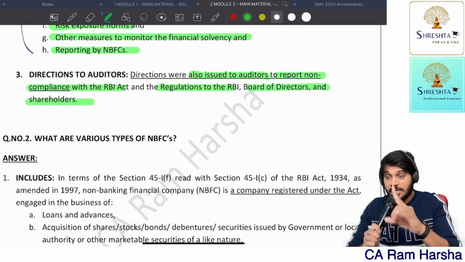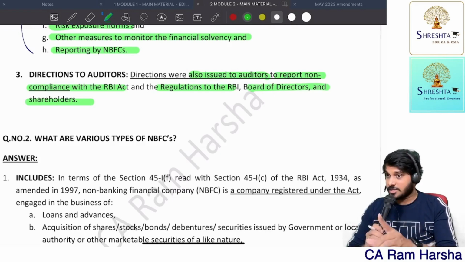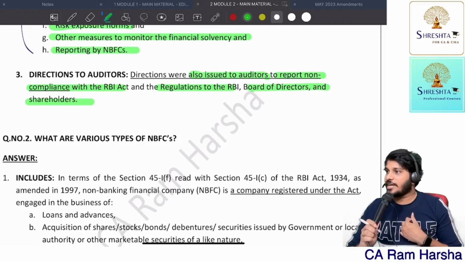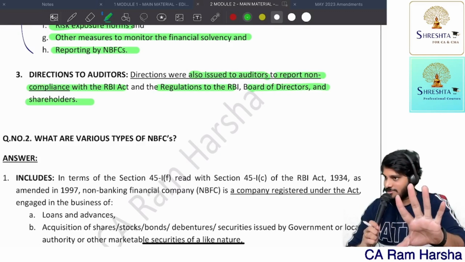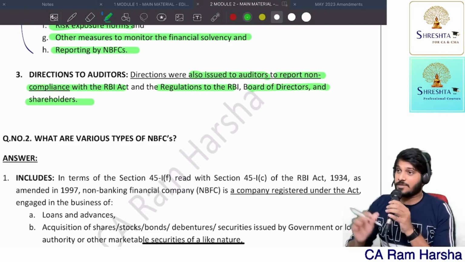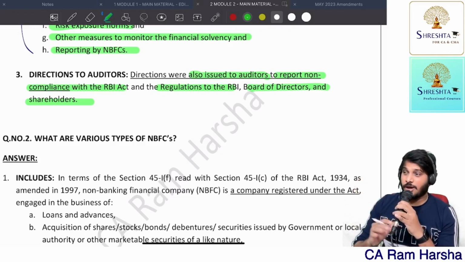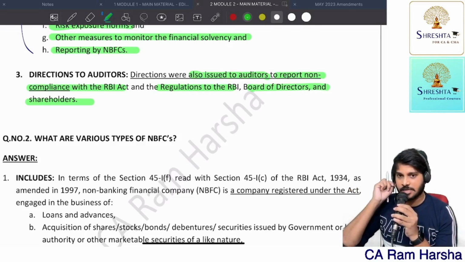To the Board of Directors we give a special report. To the Board of Directors of the NBFC, the auditor has to give a special report regarding non-compliance. What are the contents of that special report? We have a question on it, we'll discuss it last. Able to understand? So we have the RBI, NBFC, auditors' report, Reserve Bank directions. We have a question there, and we will discuss it. Got my point?